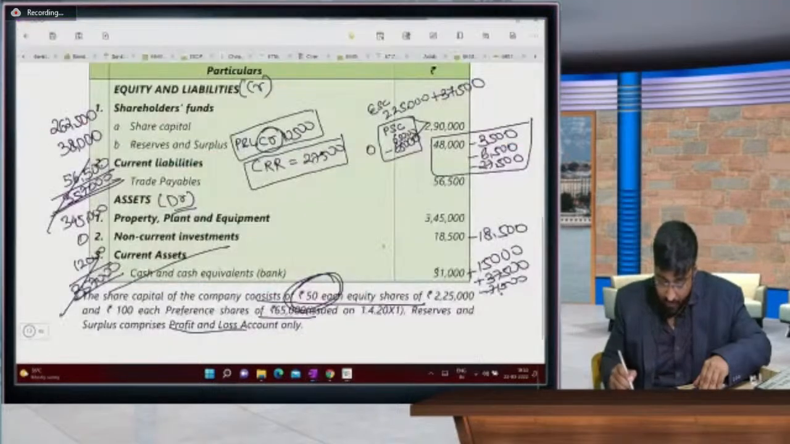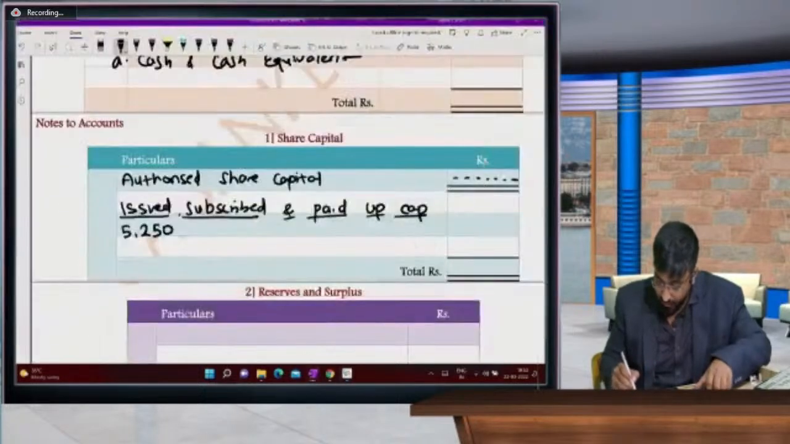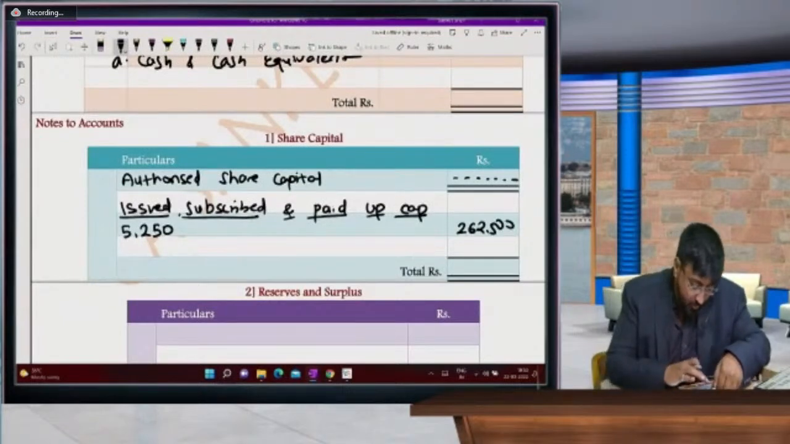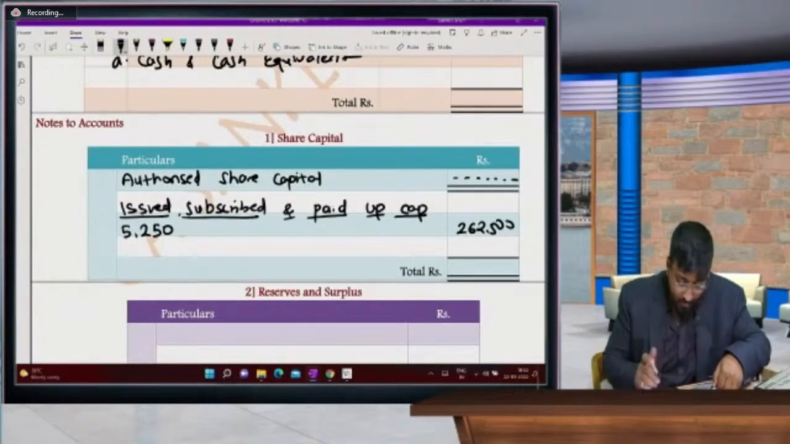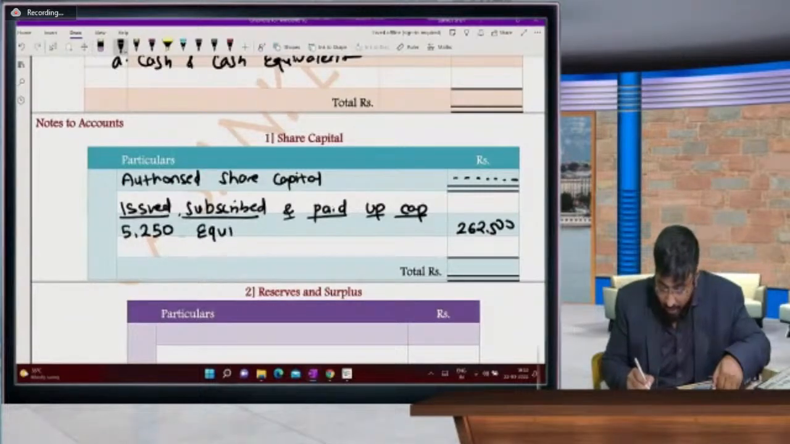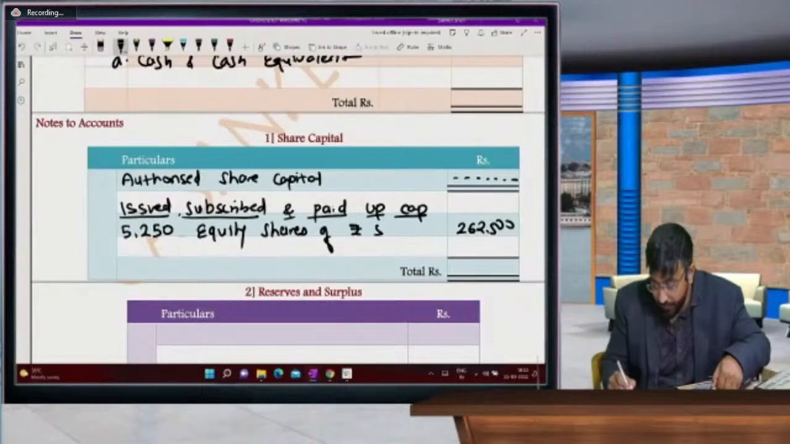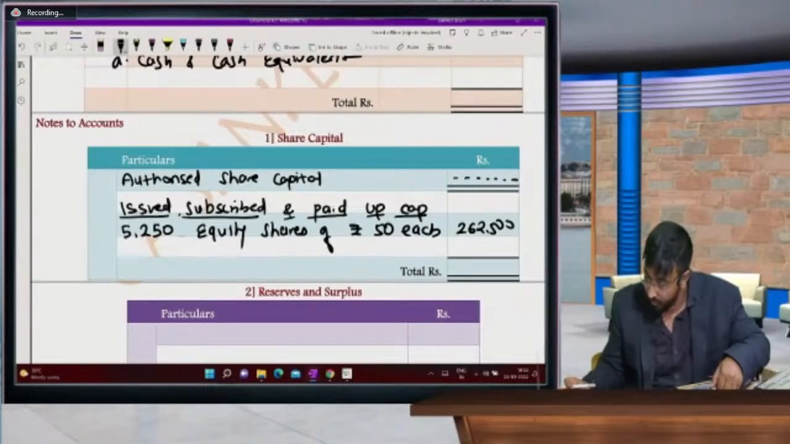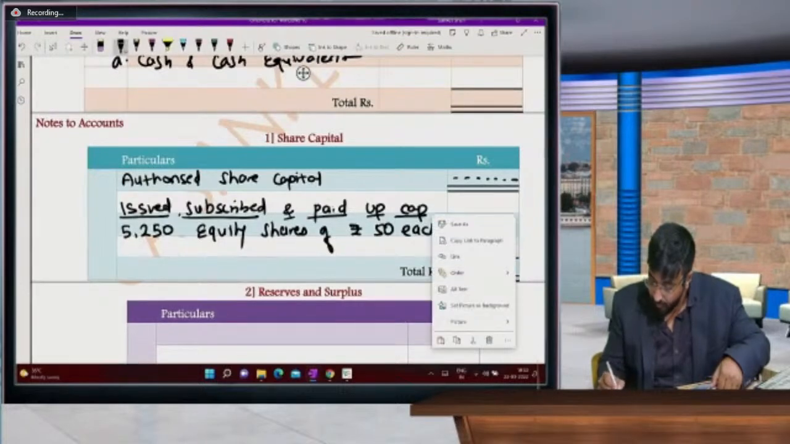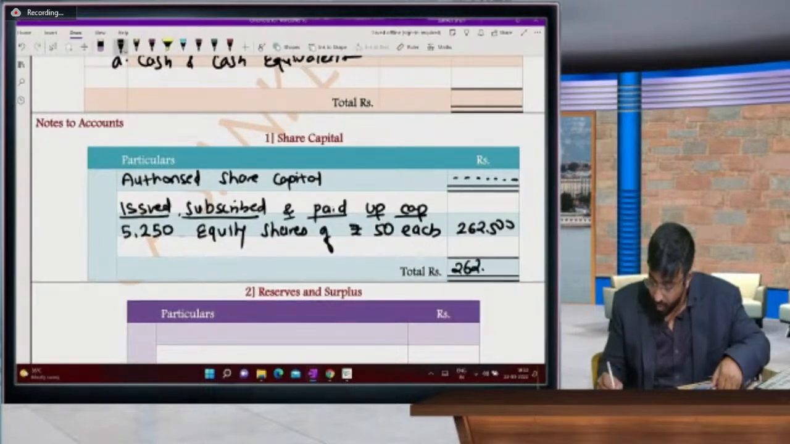How many shares? 262,500, right? Divide, 262,500 divided by 50. 5250 equity shares of rupees 50 each. 262,500.